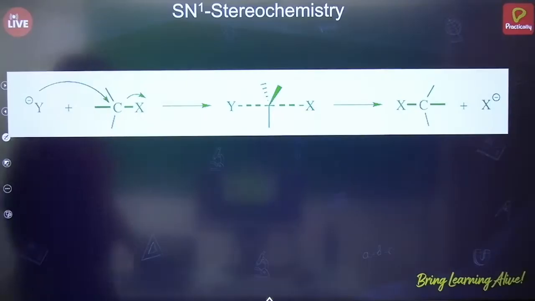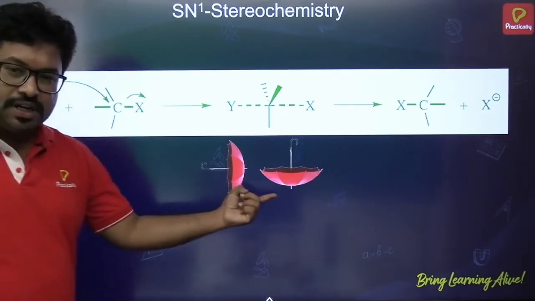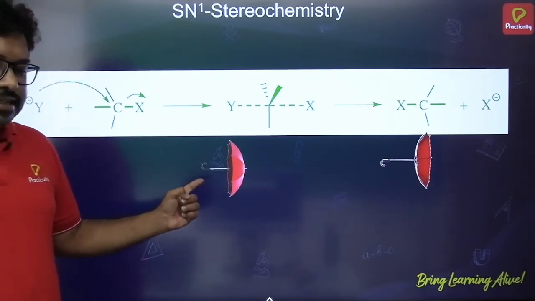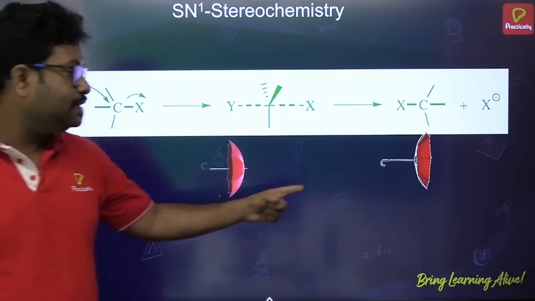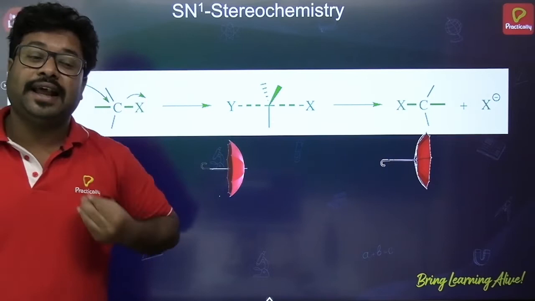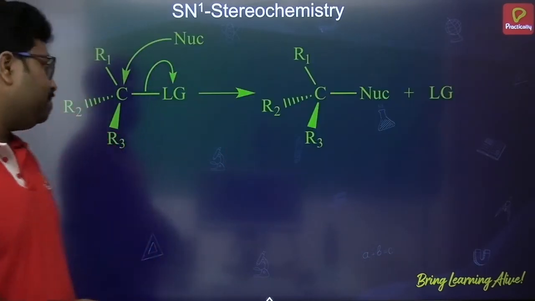Now see, here your nucleophile is attacking from the back side. You must be seeing the umbrella. Now the inversion will start happening. It will happen through this shape, and then you will see the umbrella completely inverted. See, this is where you started with, this is where you end up with. So there is an inversion of configuration because attack is happening from the back side. Okay. Now the next step.